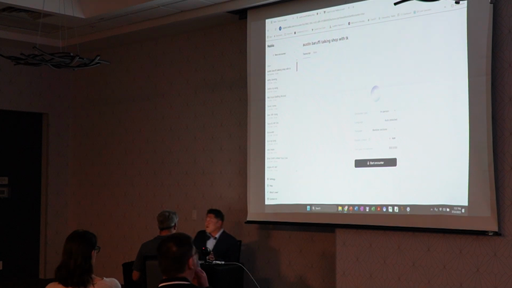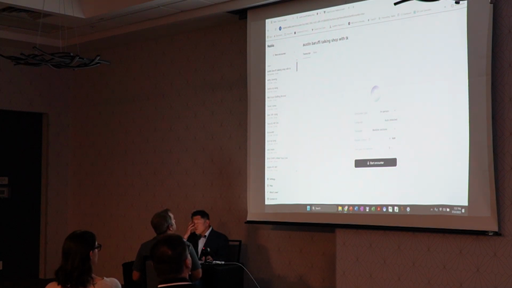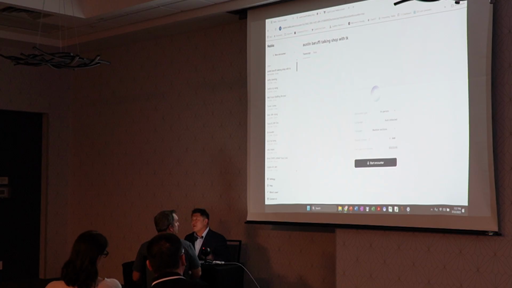So this is the login page for Nabla, and the way this would work is typically, let's say that Dr. Barufi is my patient, and I'm coming into the operatory. Normally my system would have told me that Austin is ready in 2. I have Nabla pulled up. If you want to come into the room, you can start the consultation.